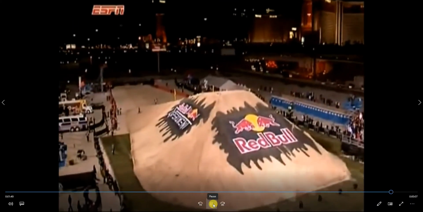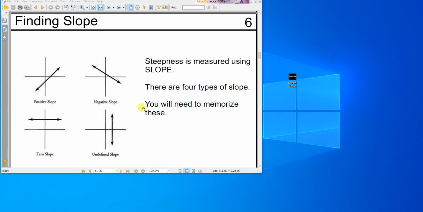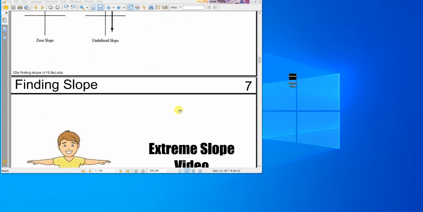The longest motorcycle jump in history. All right, so positive, negative, undefined, and zero slopes. Those are the 4 types of slopes.